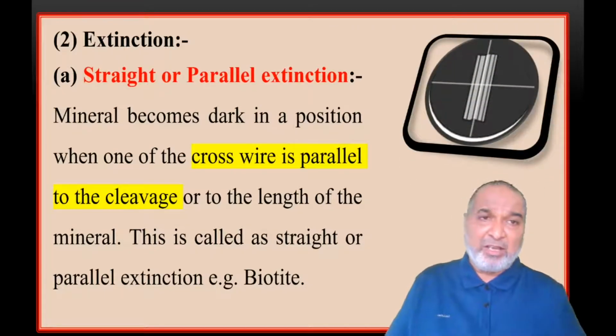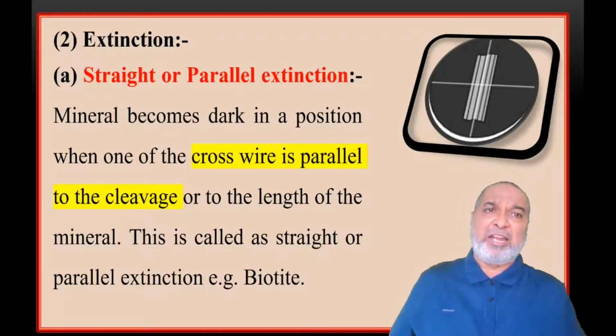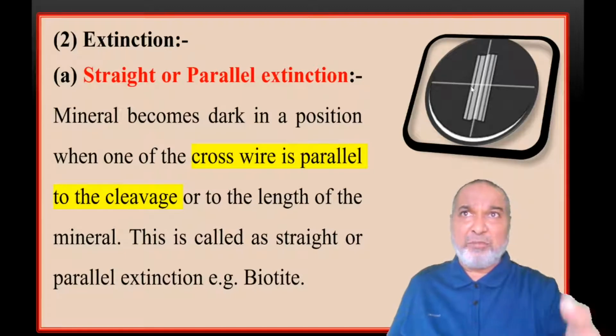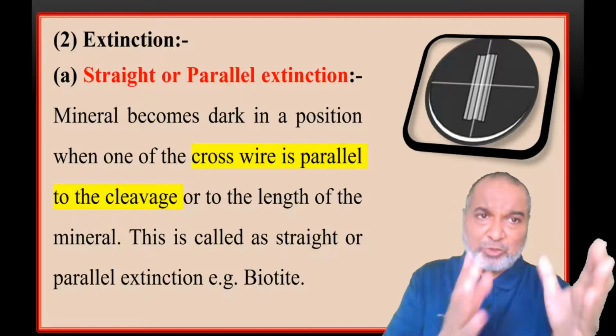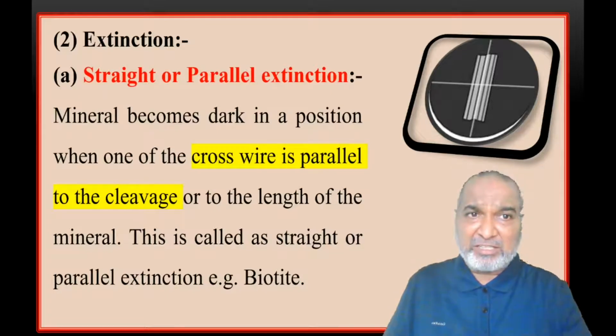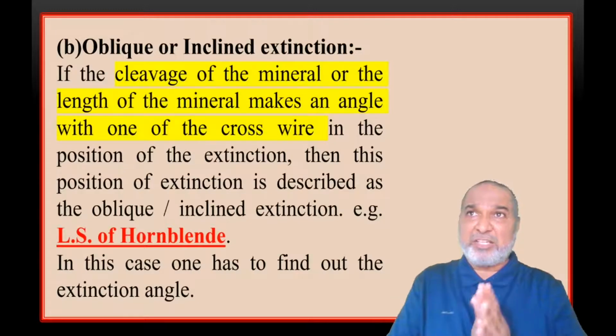We'll see now, here, parallel to the vertical crosswire, we are showing you the mineral, and at this stage, when the cleavages or length of the mineral is parallel, the mineral becomes dark. Already the side is black, and if you make the mineral black, you can't see anything. So here we are showing you the color so that we can get the idea that this is a straight or parallel extinction position.